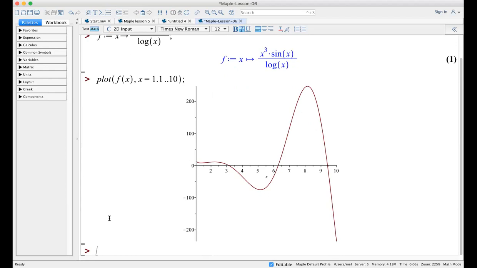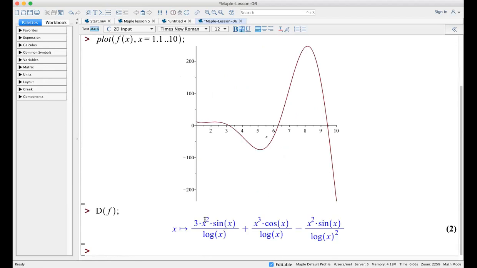And what is the command to differentiate a function? It is D of f. So D of f is this somewhat complicated function.